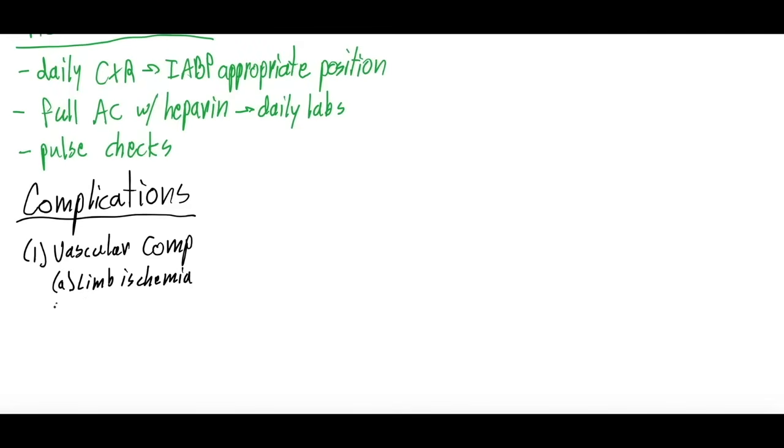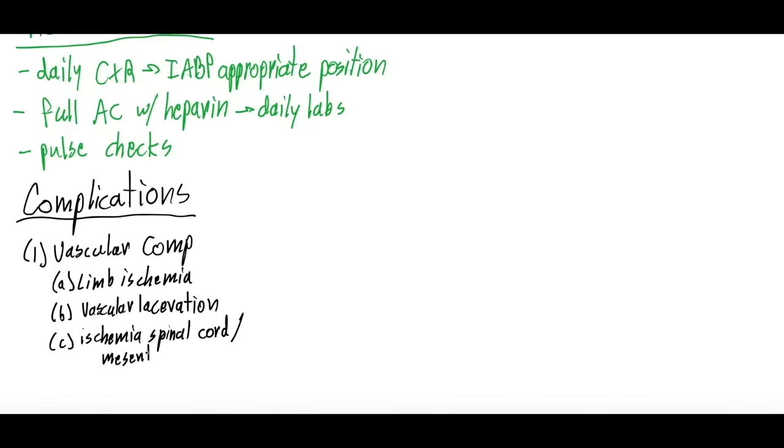Another one is vascular laceration. So while trying to insert the device, you can actually lacerate or damage one of the arterial vessels, which can lead to a lot of bleeding. And then the third one is ischemia to the spinal cord, actually. So if you block off some of these spinal arteries from the aorta, you can lead to spinal cord ischemia, and then you can also get ischemia to the mesentery or the gut for the same reasons. All right. This usually occurs in 6 to 25% of cases. So it's unfortunately fairly common.